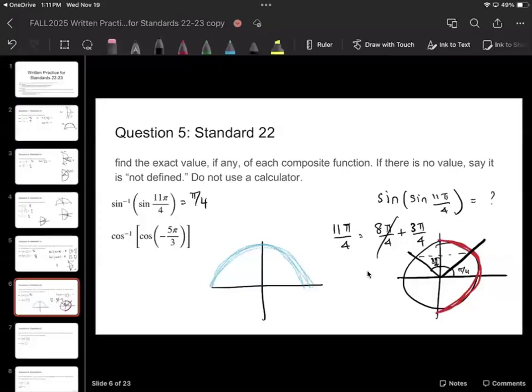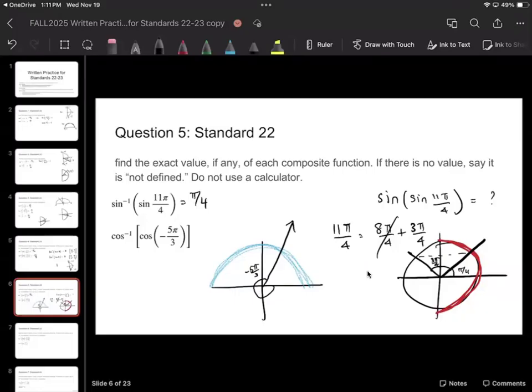But first, let's see where is negative 5 pi over 3. So negative 5 pi over 3 will be pi over 3, 2 pi, 4 pi, 5 pi over 3. So this is where it is. This is negative 5 pi over 3. Okay. So this is falling in the first quadrant, correct?